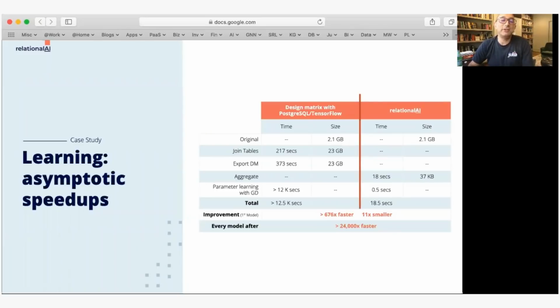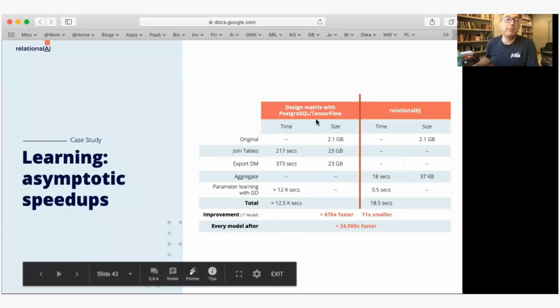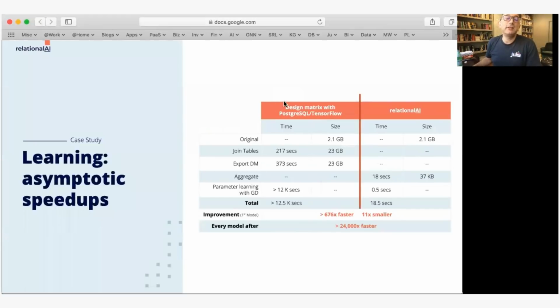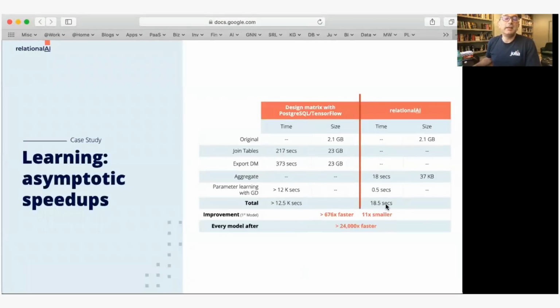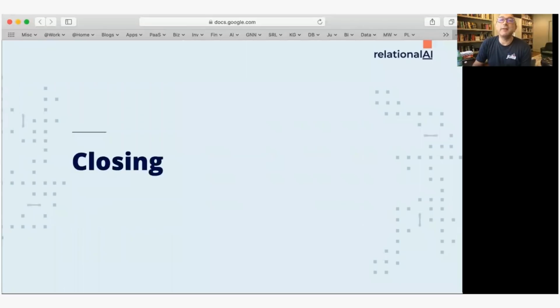Unfortunately, I don't have time to talk about that either, but it helps us do amazing things, including optimizing machine learning. Here's a quick example where we've converted a learning problem that traditionally requires that you build a data frame and send it to TensorFlow from taking something like 12,500 seconds to taking 18 seconds. And so the impact is enormous, emphasizing the brains part, which I'm not going to cover here today.